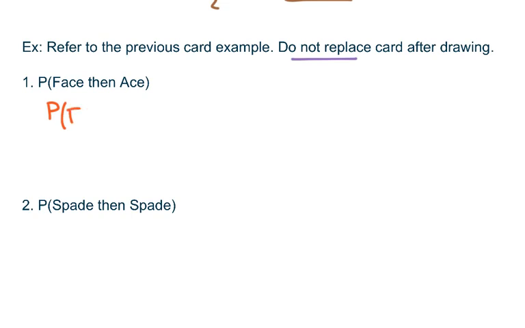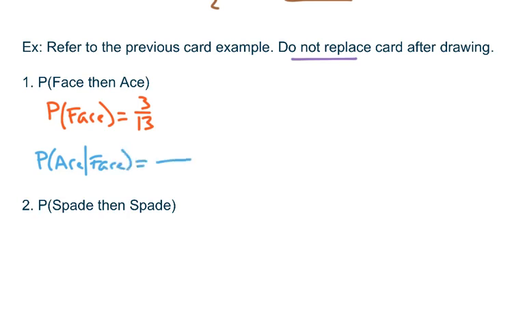The probability of a face card, this is our first event, is not going to change. The probability of a face card is still 3 over 13. We're going to go right to the simplified fraction. Now, the second part is a little bit different. The probability of an ace given that the first card was a face.